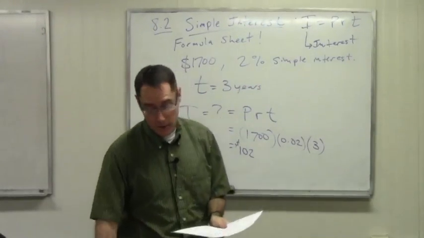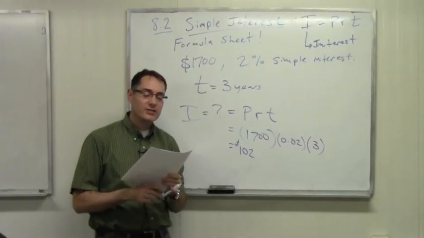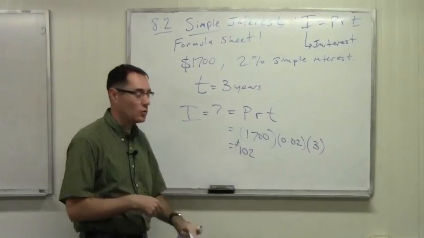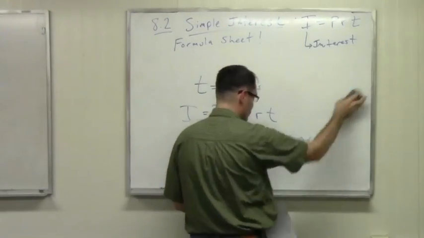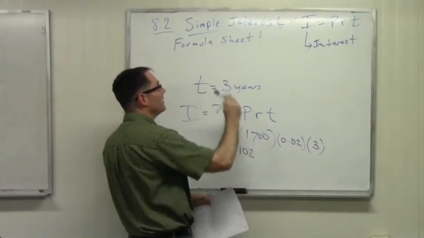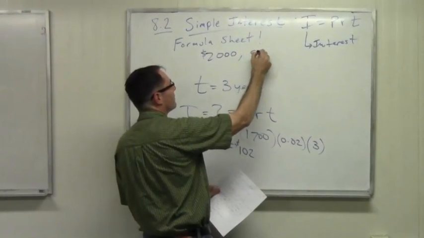So, oh well. Okay. Find the interest on a $2,000 loan at 5% after 1 year. $2,000 loan, 5%, for 1 year.